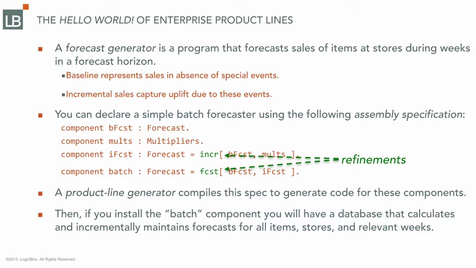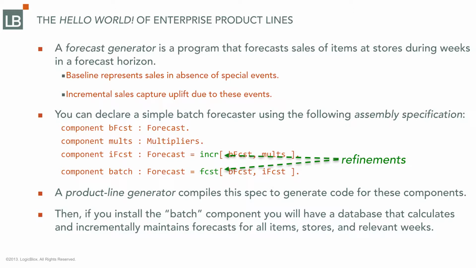So the next thing I'm showing on the slide are two of the refinements that are being used in this assembly specification. Refinements are little program generators. They take existing programs of some type or that implement some predetermined interfaces, and they compose those programs to generate a new program or a new variant that implements perhaps some other interface.